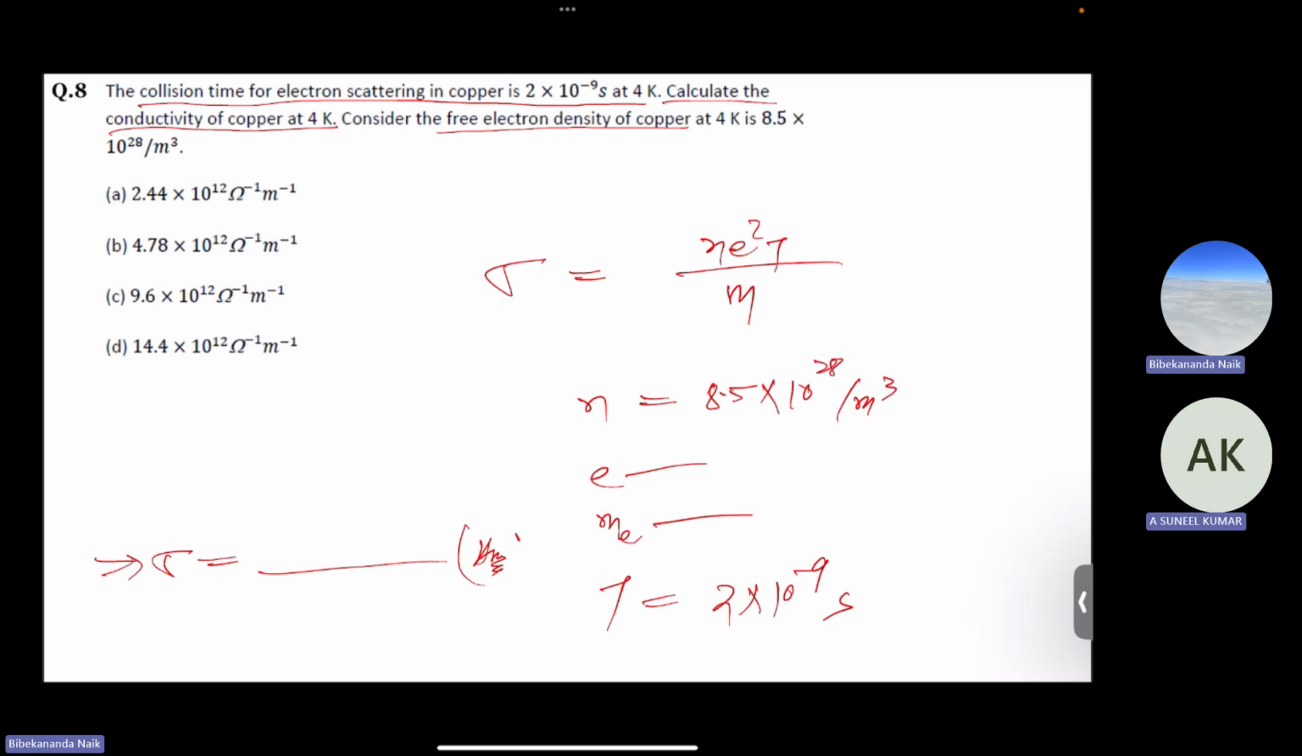4.78 into 10 to the power 12 ohm inverse meter inverse. Yes, it is 4.78 into 10 to the power 12 ohm inverse meter inverse.